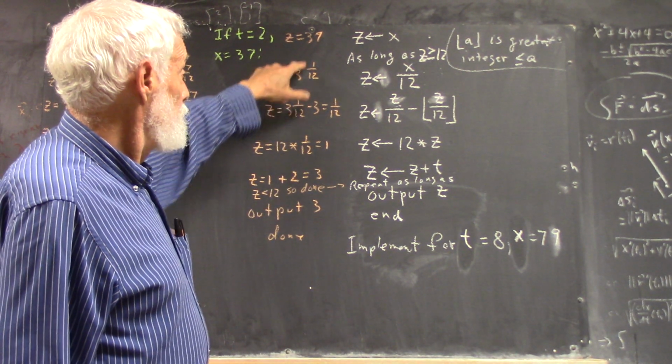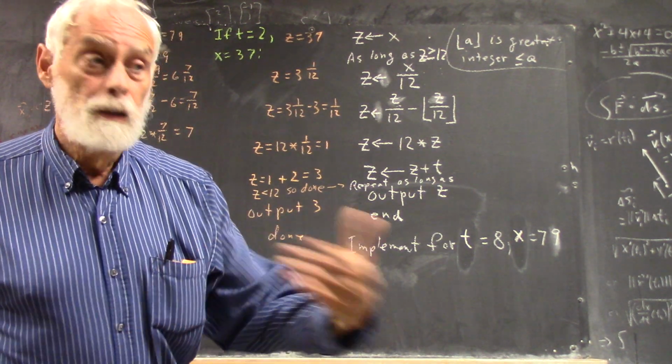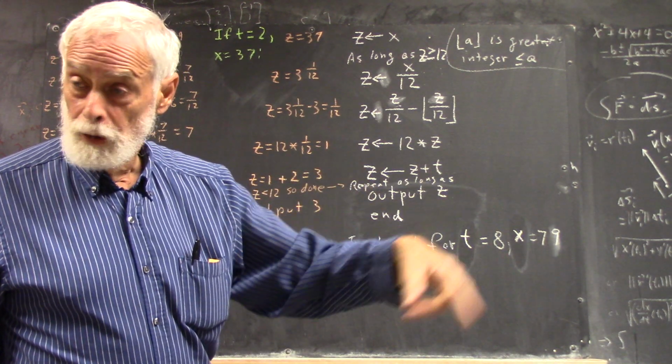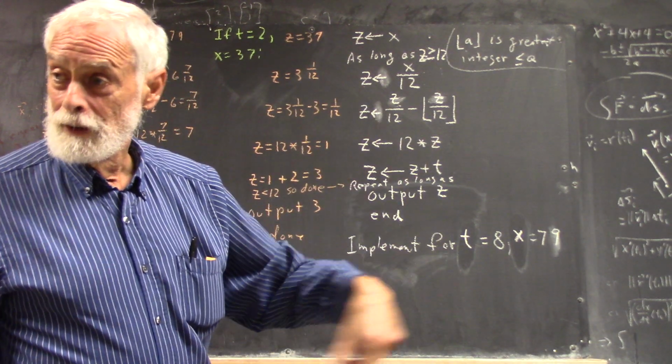Okay, that would be, in this case, 3 and a 12th. That has a fractional part. How do you get just the fractional part? Because the fractional part is the only part that really matters when you're going around this clock. It doesn't matter how many 12s you've done.